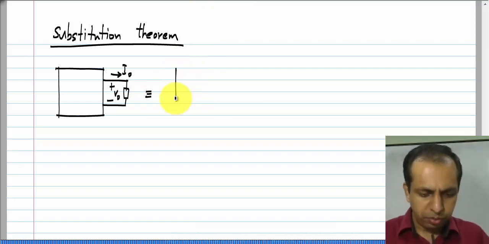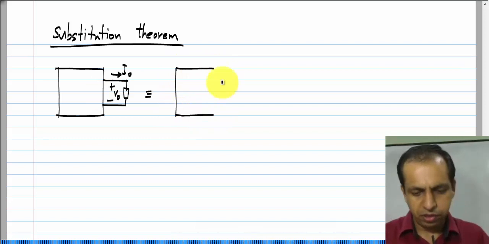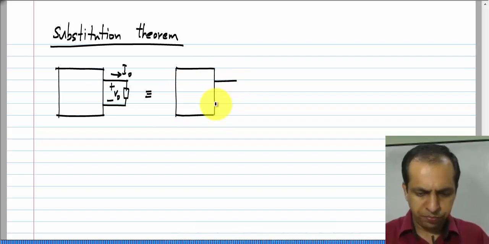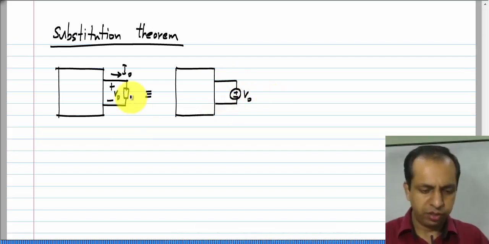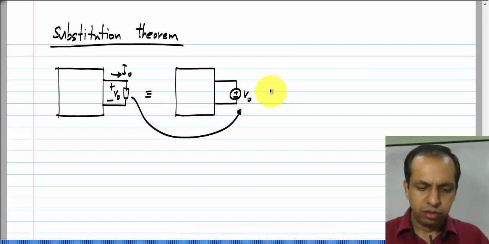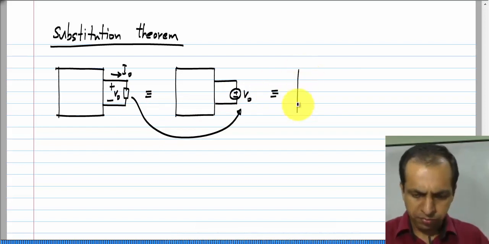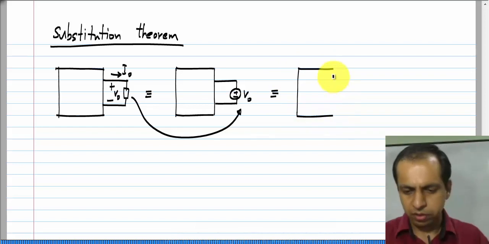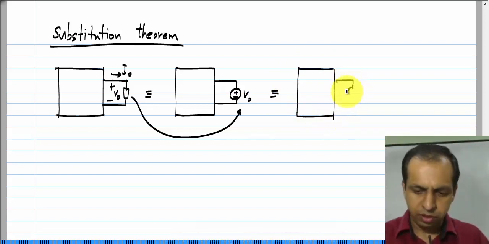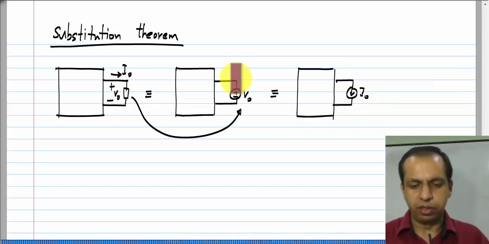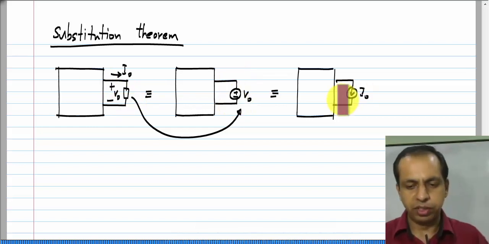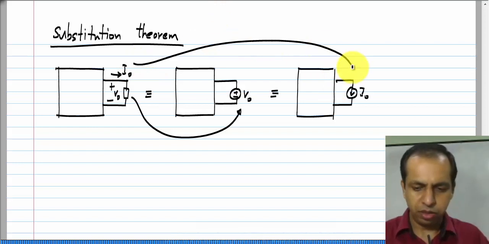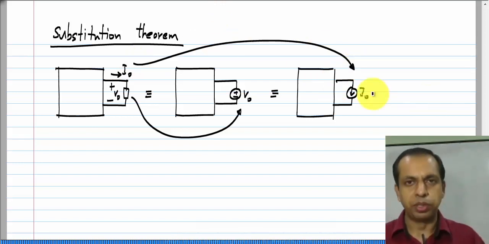the voltages and currents in this will be exactly the same as if the element is replaced by a voltage source V naught and also equivalent to if the element was replaced by a current source I naught. Whatever voltage was across this, you can replace that with the voltage source of that value. Whatever current is flowing through that, you can replace it with the current source of that value. This is the substitution theorem.